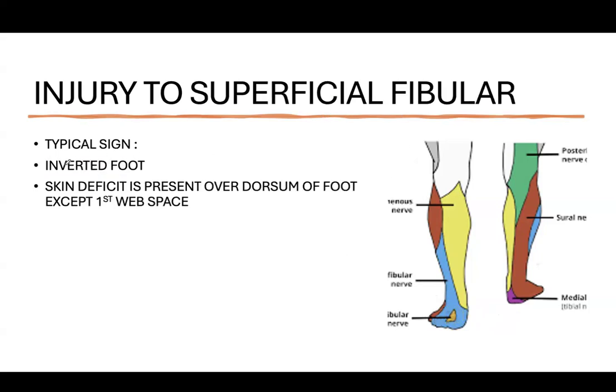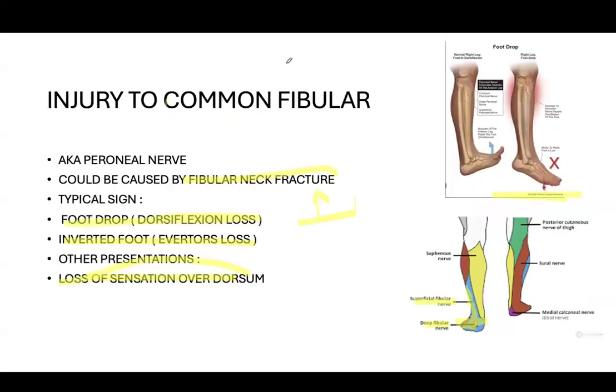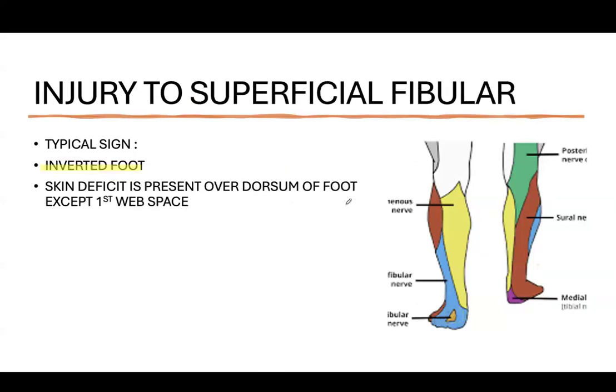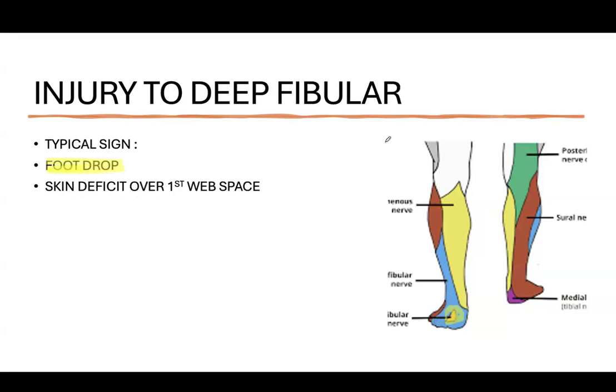Superficial fibular, you're going to have an inverted foot, but no foot drop. As you can see, in common fibular you're going to have both, because the function of the common fibular is carried out through its branches, superficial and deep. But if only the deep is injured, the only thing you're going to have is foot drop. You're not going to have any inversion of the foot. Whereas in superficial fibular injury, you would have inversion of the foot but no foot drop, because these nerves supply different muscular layers, right? Depending on the loss of function is the presentation you would have.